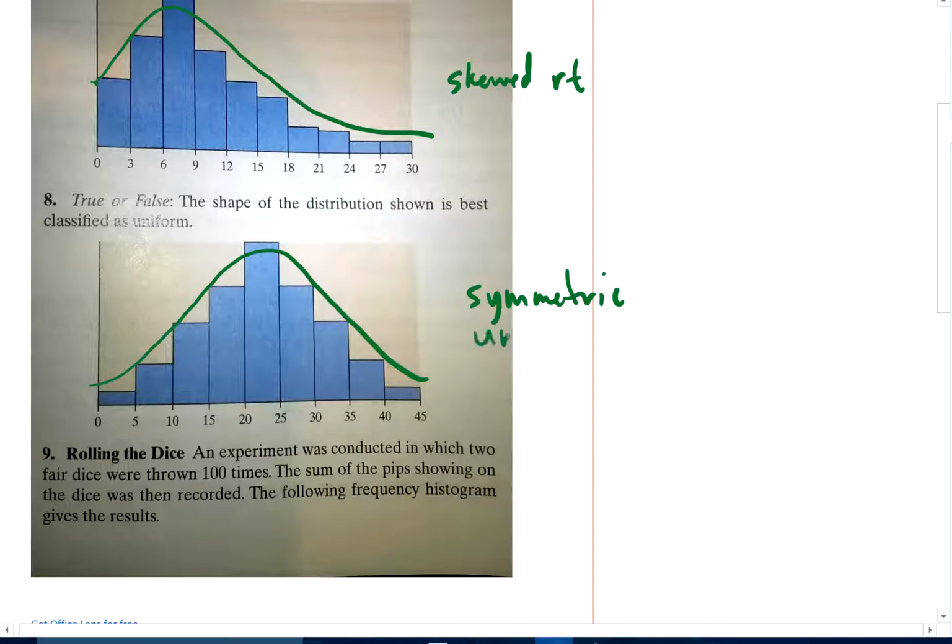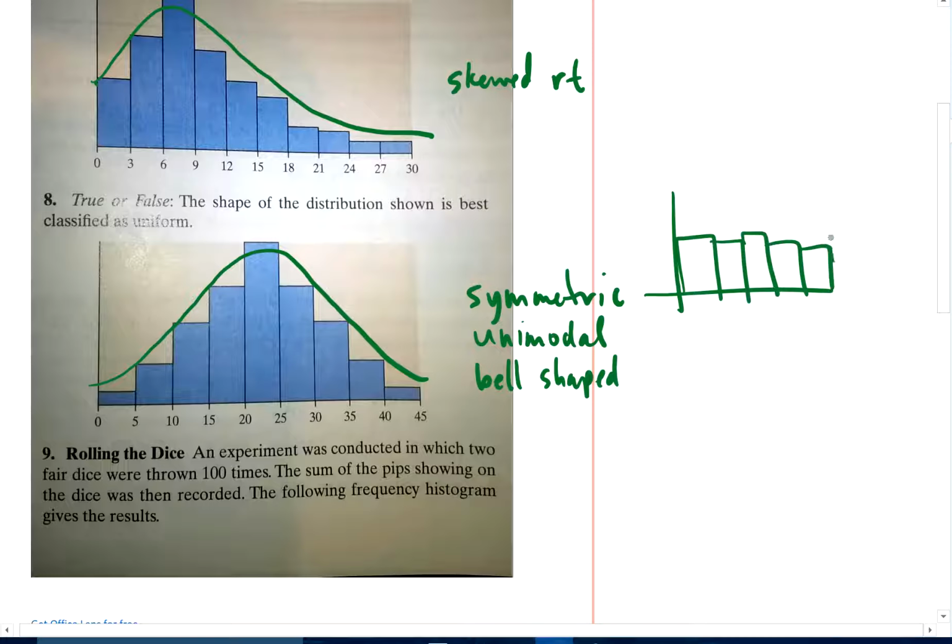It's unimodal. Unimodal means one mode, one peak. Sometimes we call it bell-shaped. And as we're going to learn this week, sometimes we even talk about it as being normal. Uniform would be straight across. A uniform distribution would be something that looks like this, where it's pretty close to flat across.